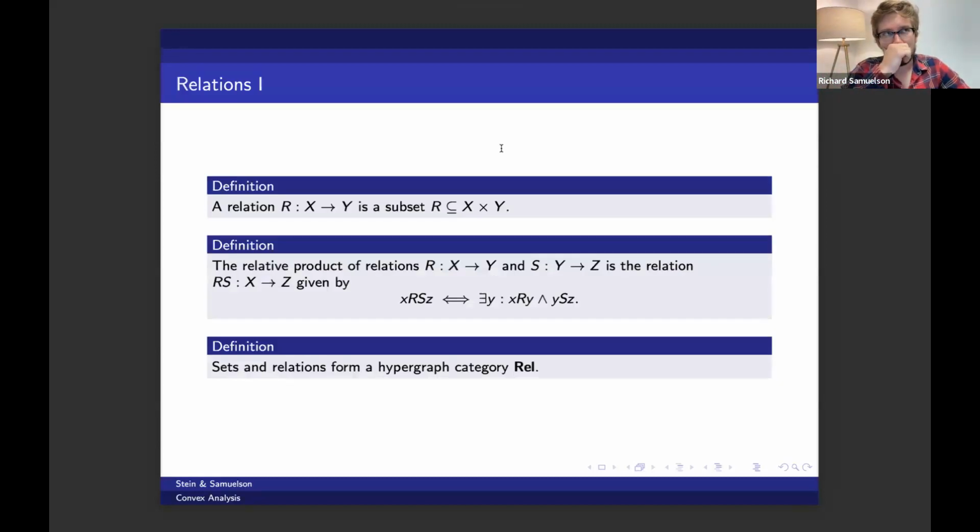So the object of study here is the convex function, but we're going to start by talking about sets and relations. A relation from X to Y, where X and Y are sets, is just a subset of the Cartesian product X times Y. Relations can be multiplied to each other using this formula, and this is called the relational product of two relations. In fact, using this as a definition of composition, we can form a category out of sets and relations. And this category is a hypergraph category called Rel.